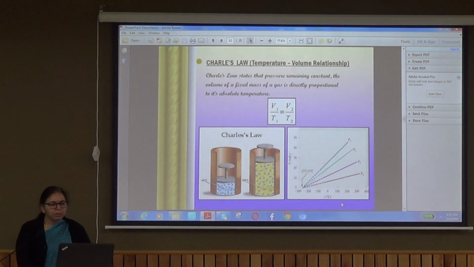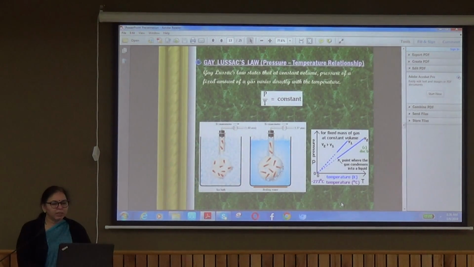Now Charles' law. Charles' law expresses the relation between temperature and volume. According to Charles' law, volume of the gas is directly proportional to the absolute temperature at constant pressure. Now Gay-Lussac's law. Gay-Lussac's law states that at constant volume, pressure of a fixed amount of gas varies with the temperature. That is, P is directly proportional to T.